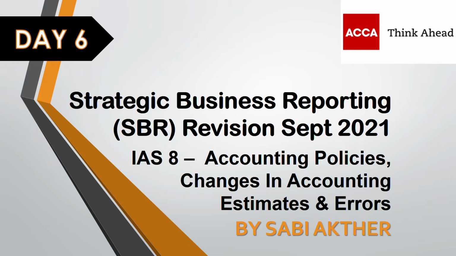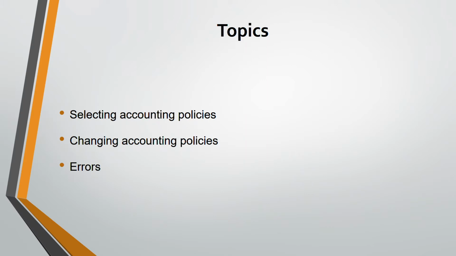Today we are going to cover IAS 8, accounting policies, changes in accounting estimates and error. These are the three areas, and the accounting adjustments for policies, estimates and error are different. This is a very short standard. We are going to cover how you select accounting policies, what the impact of selecting an accounting policy is, changing accounting policies, and error, and how you account for this.